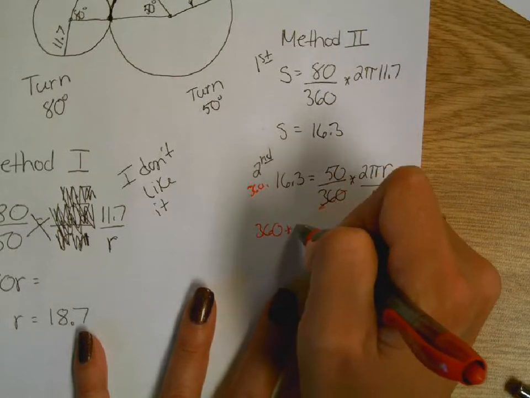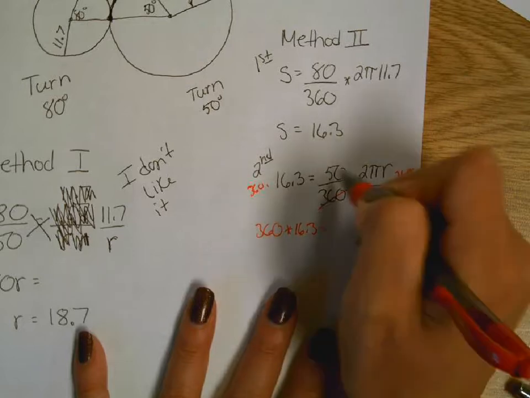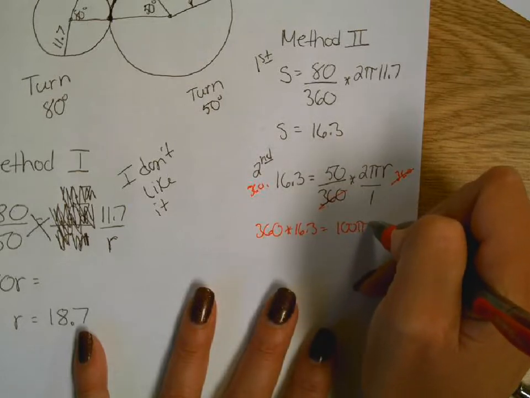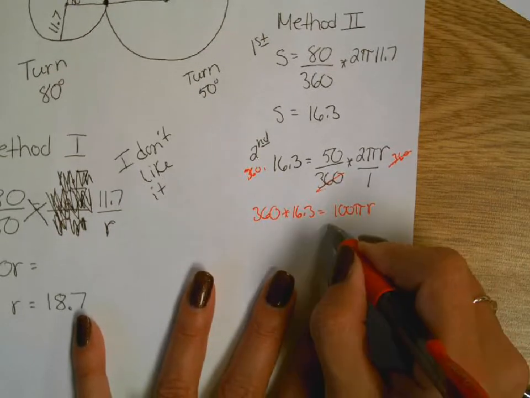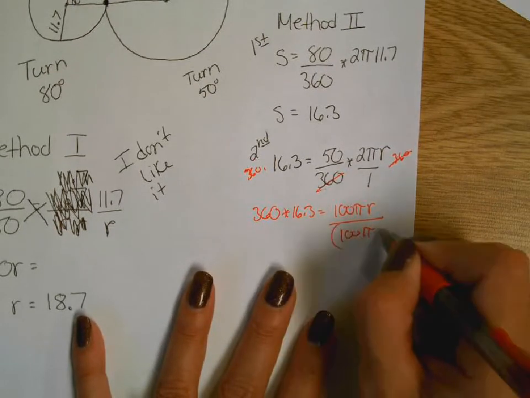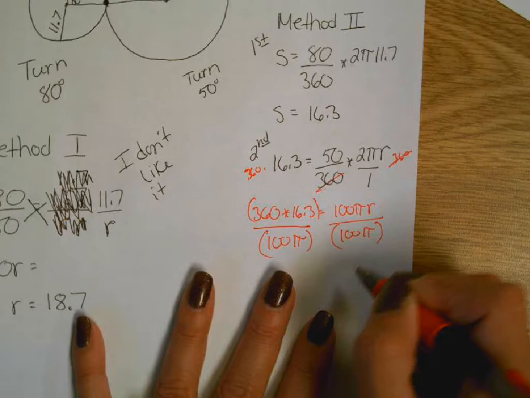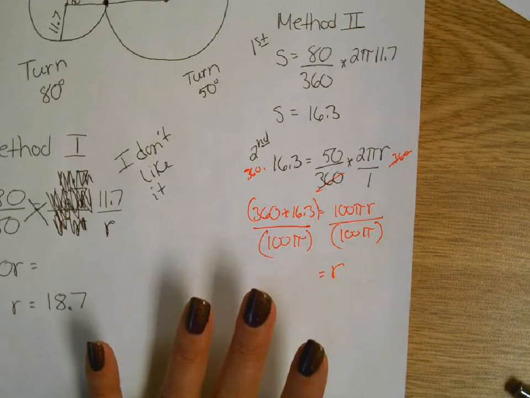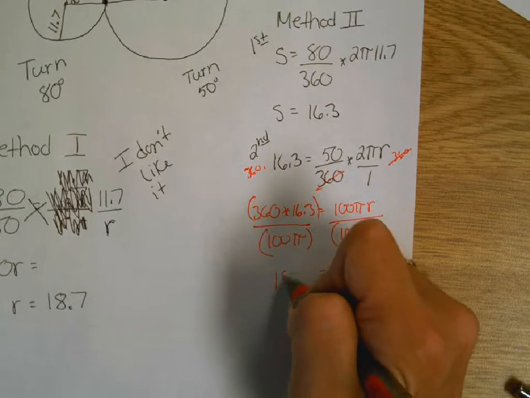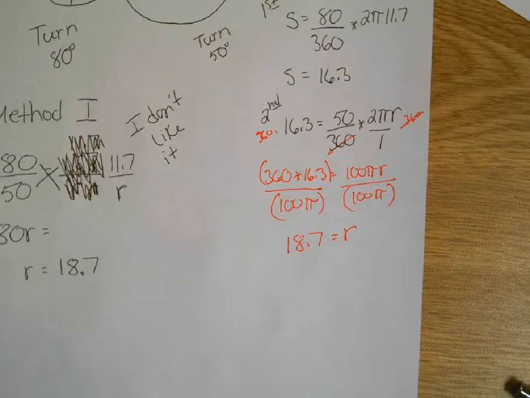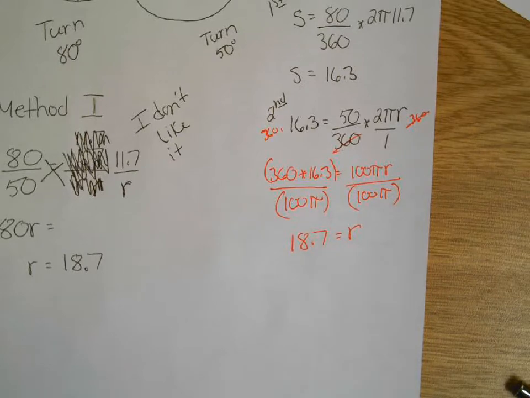So 360 times 16.3, that's going to equal 100 pi r when I multiply the 50 by the 2. Divide by 100 pi in parentheses. And then we'll have the radius, which Ben got earlier, 18.7. I think I'm going to skip that and go to area. All right, switching gears now.